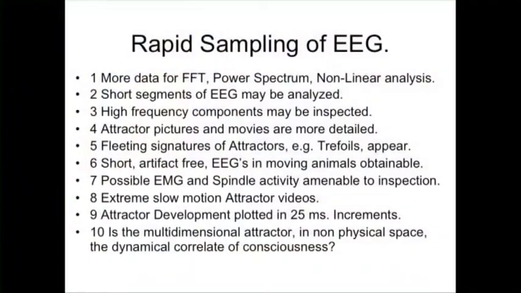To sum up, we sometimes record very rapidly. We don't always. I mean, it produces humongous data files, but we do, at our discretion, record very rapidly sometimes so that we can get more data for our calculations. It means we can analyze short segments of EEG. It means we can look at high-frequency components. It means that we can get a more detailed movie of the attractor. We can look for fleeting signs of attractors.